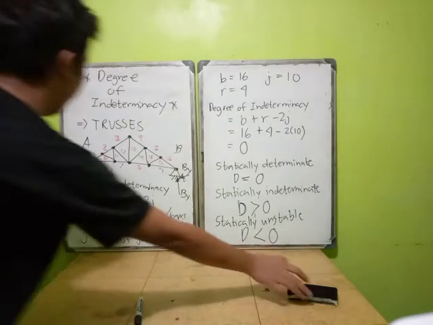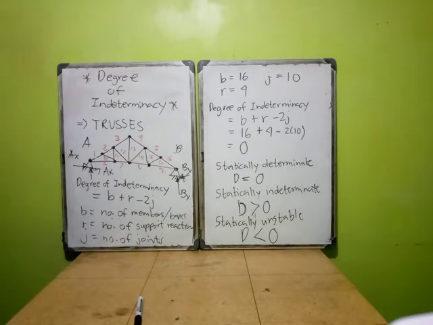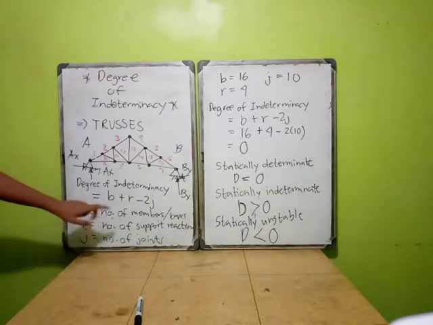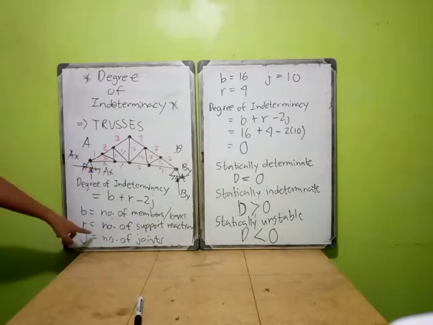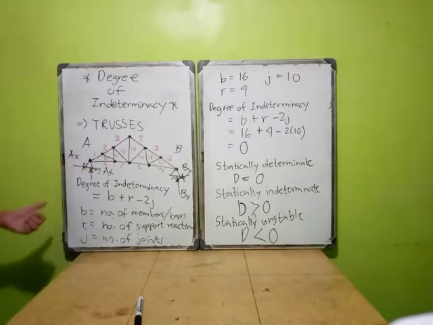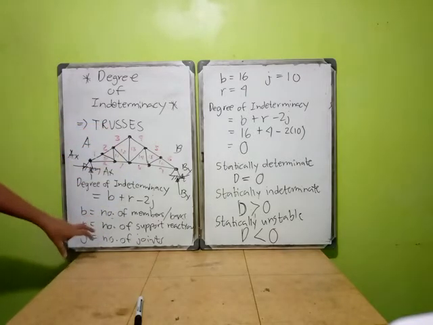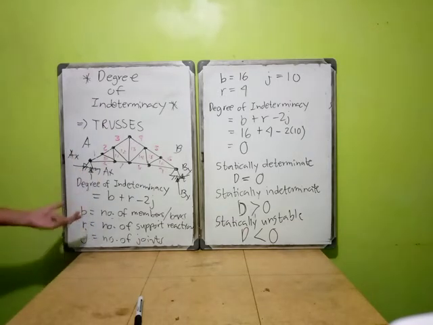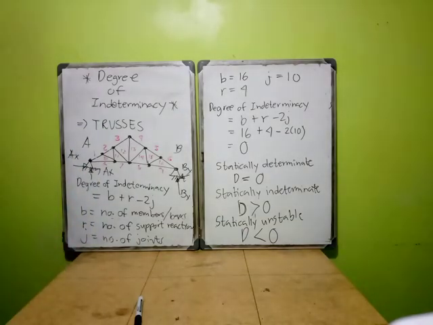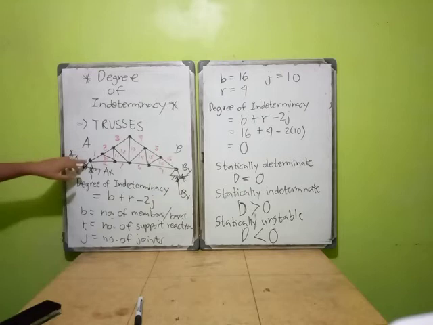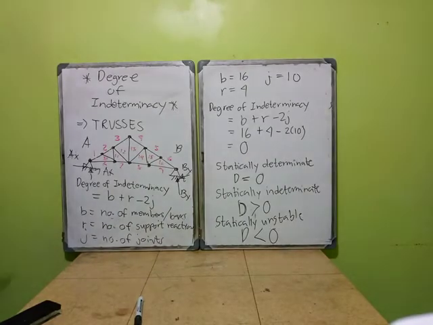Okay, so let us have more examples on trusses. Sa ulitin, ganito yung pag-compute ng degree of indeterminacy: number of members or bars, number of support reactions, and number of joints. Ito yung nakapula, ito yung number of members. Yung R, number of support reactions, and J is the number of joints. Kung nagtataka kayo ano yung joints, yun yung kung saan nagkatagpo yung dalawang element. So, statically determinate itong truss na to.